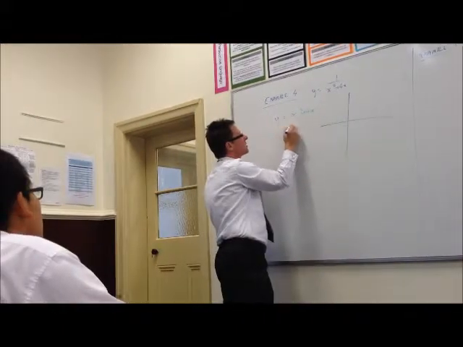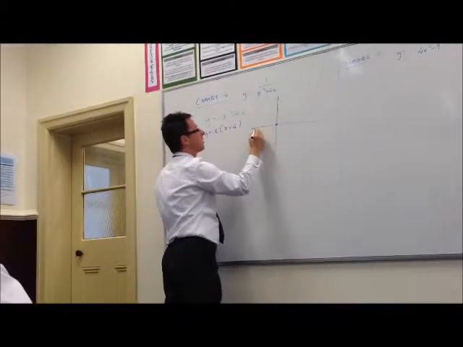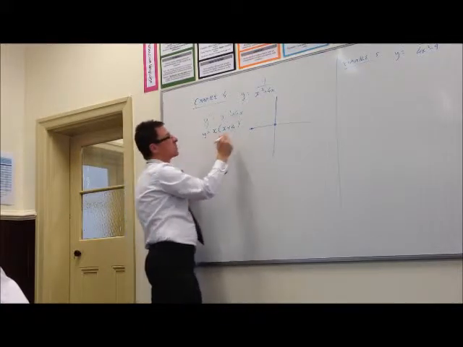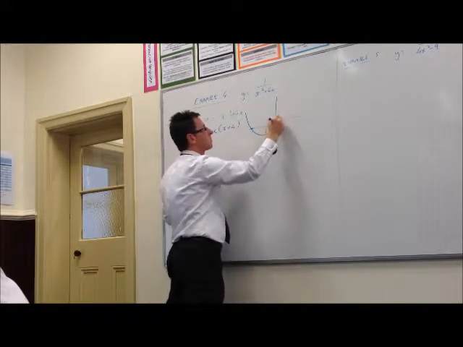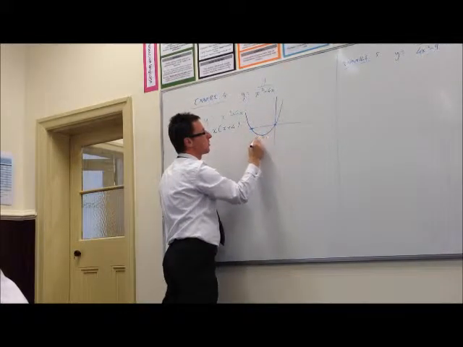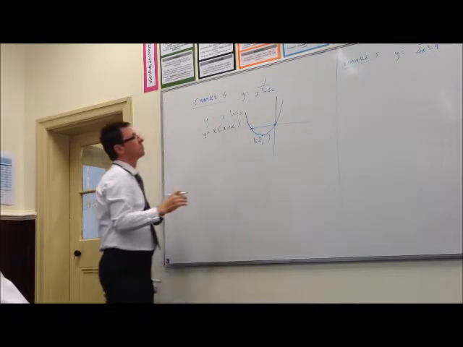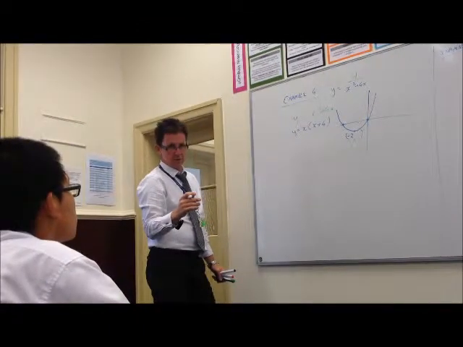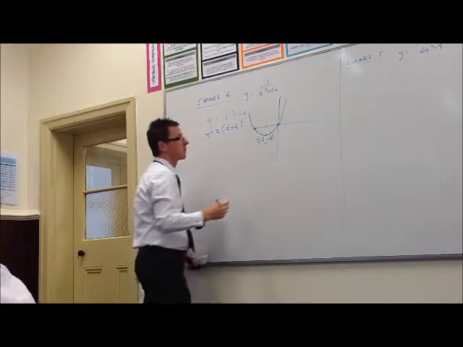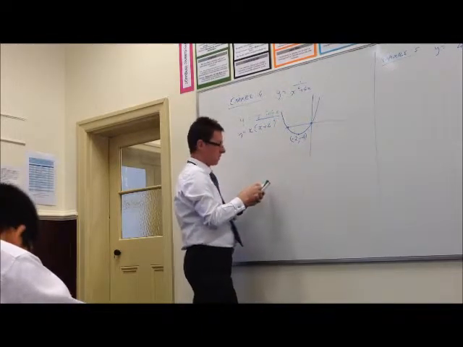It has x-intercepts. If you factorised, it has an x-intercept at 0 and a negative 4. Okay? So it's a parabola that looks like this. So you quickly sketch that. We might as well find the turning point too, because that will become relevant for us. So the turning point is negative 2 and negative 4. So this is y equals x squared plus 4x.